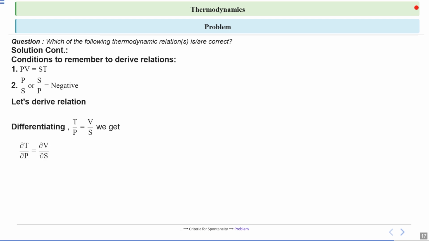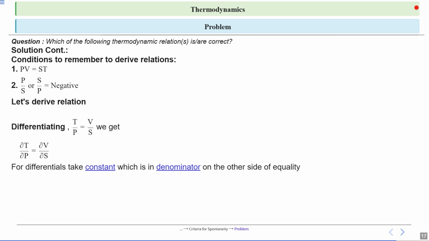We take the differential of that. Now, whatever is the denominator on the right hand side, we take it as constant for the left hand side, and vice versa for the right hand side. If you do so, you will get dT by dP at constant S equals dV by dS at constant P. Is there a negative term here? No, we don't have an S by P or P by S situation. So this is your final equation, and this is the first equation that is correct.